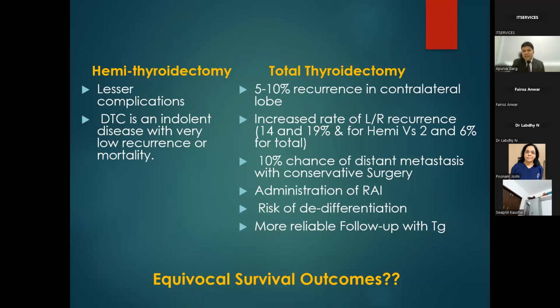And there is a 10% chance of distant metastasis if we do conservative surgery. Total thyroidectomy allows us to give radioactive iodine. There is risk for dedifferentiation if we have hemithyroidectomy. And we can do follow-up with thyroglobulin if the patient undergoes total thyroidectomy. But the debate is, do both of these surgeries have equivalent survival outcomes? So we will see as we proceed.